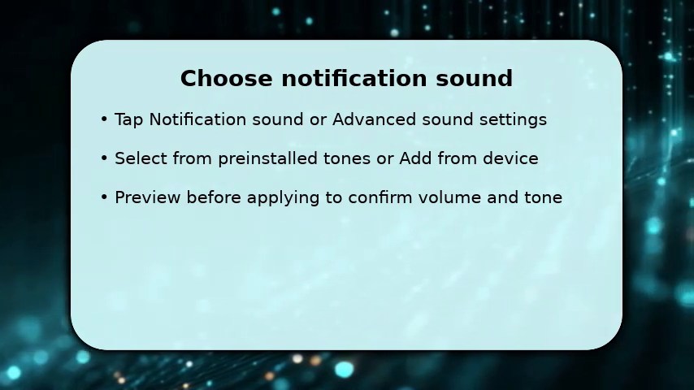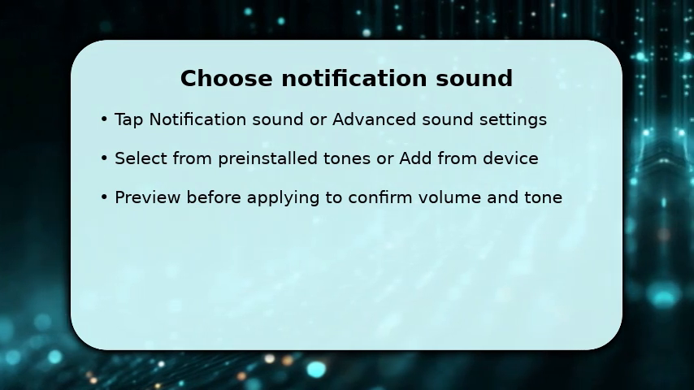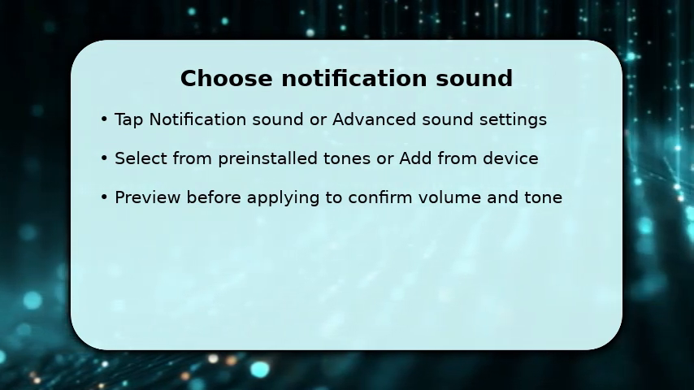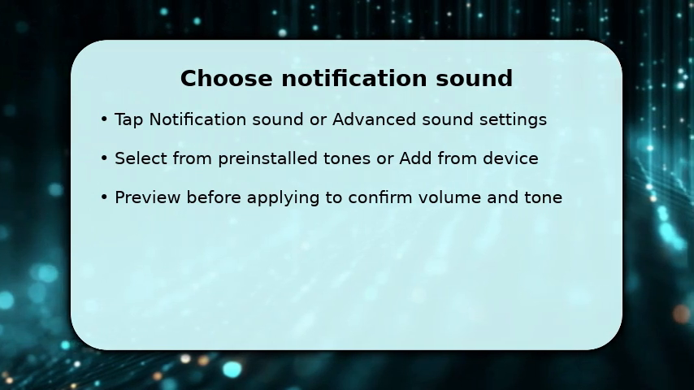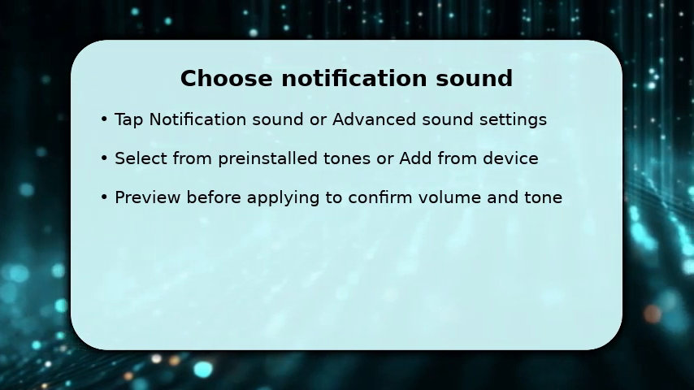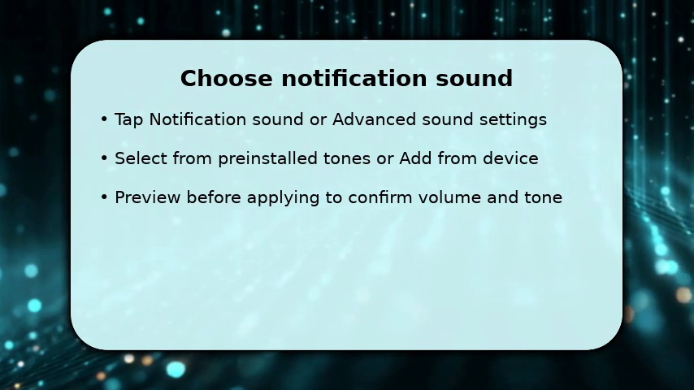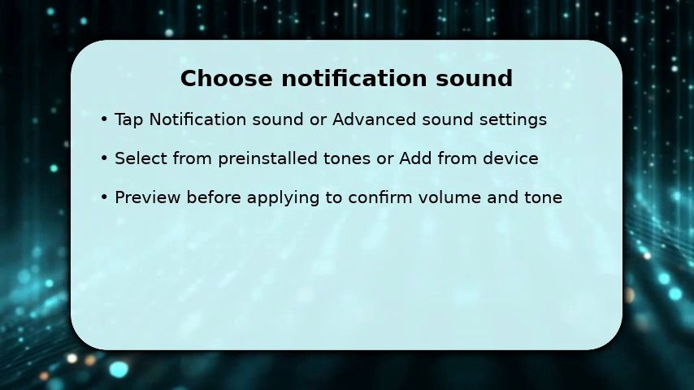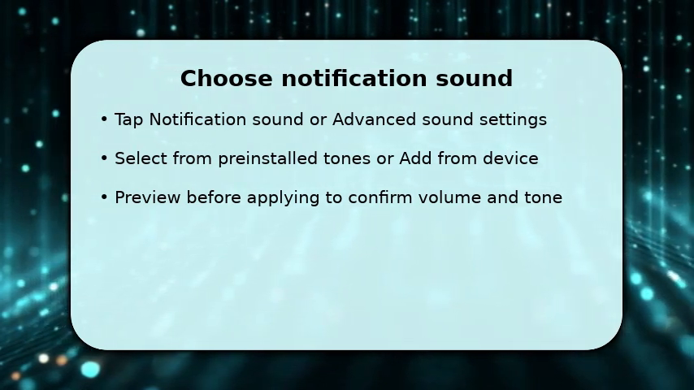Then choose a built-in tone for speed, or Add from Device to pick your file, navigate to the folder where you saved it. Once selected, preview it so you hear volume, pitch, and length. This avoids surprises in busy places. If you want per app tones, go to App Notifications within the same menu. Once done, apply the change to make it active immediately.